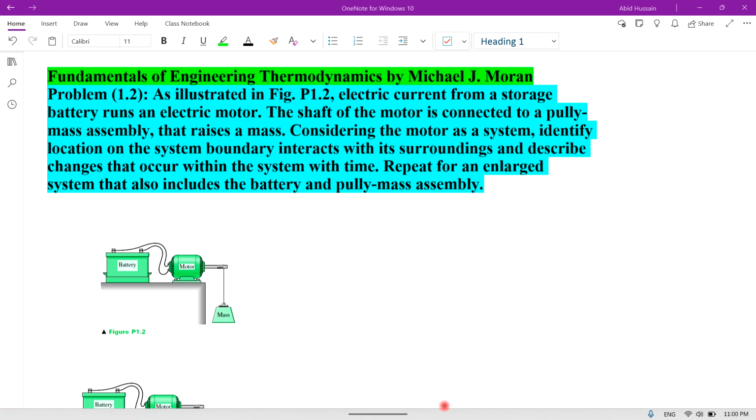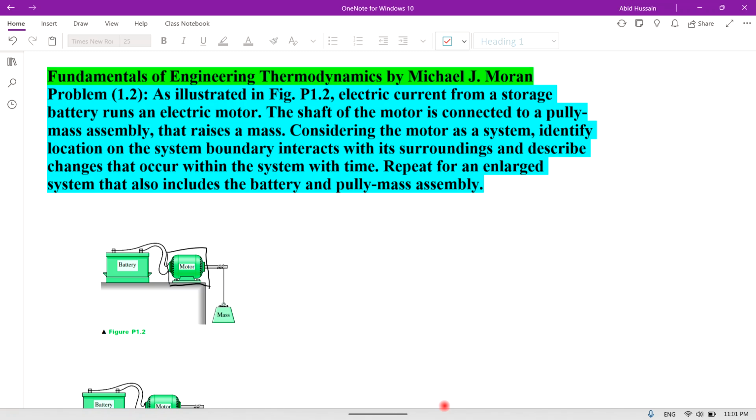Considering the motor as a system, identify locations on the system boundary that interact with its surroundings, and describe the changes that occur within the system with time. Repeat for an enlarged system that also includes the battery and pulley mass assembly. There are two parts to the problem. One, the motor is the system and all remaining things are the surroundings. So locate those points where there is boundary interaction between system and surroundings.